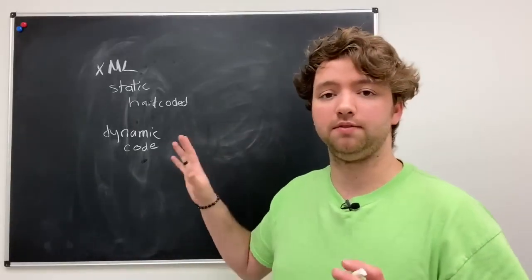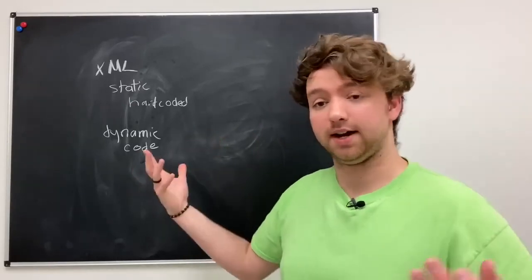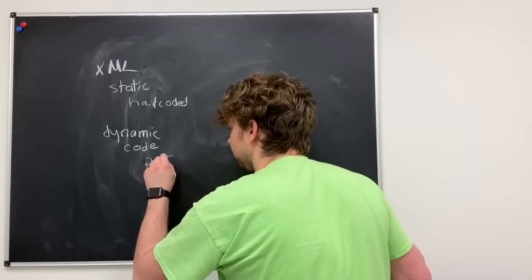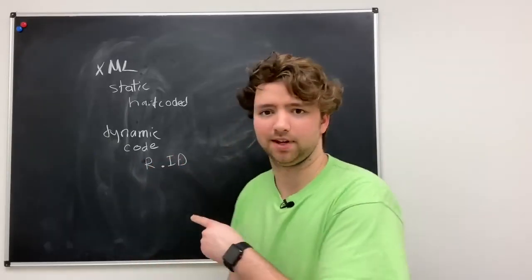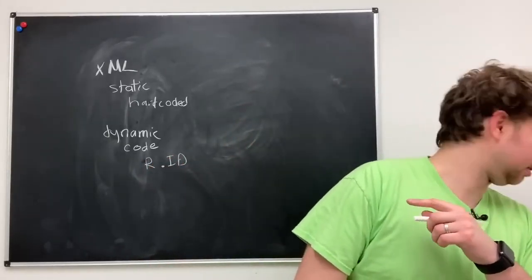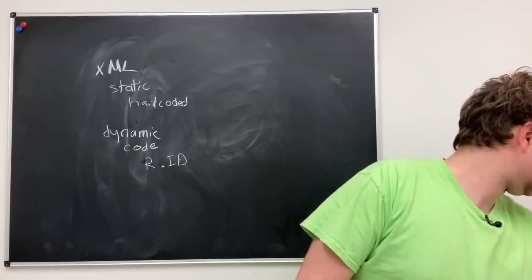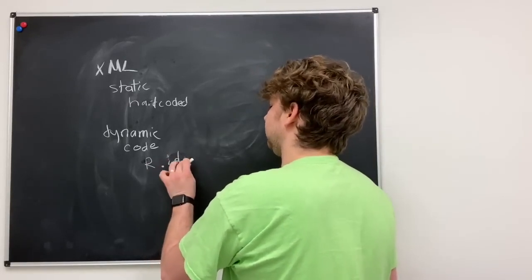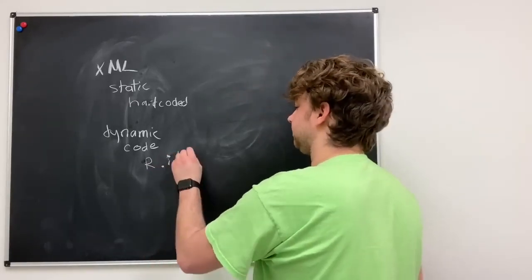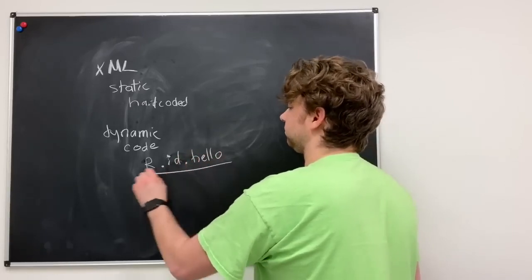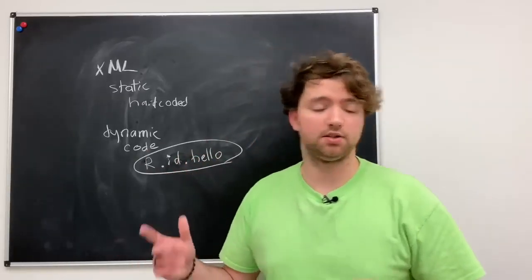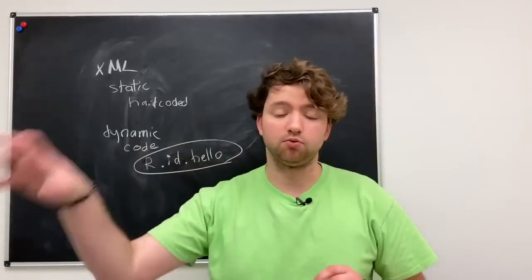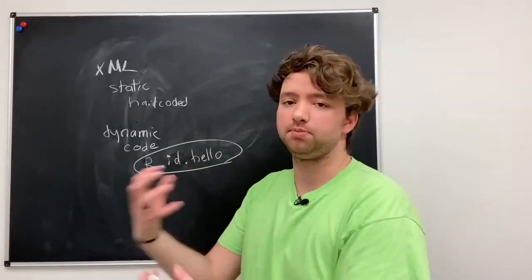So here's an example of a way we can make our code dynamic. You can say R.id, and then we could say an ID of an element such as hello. We'll be using this as well as findViewById to basically grab an element and update that.